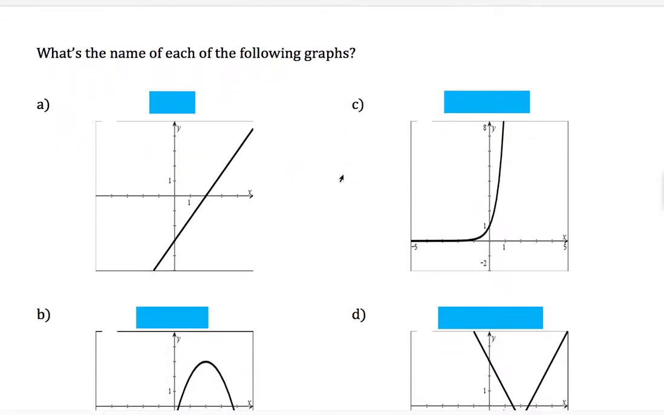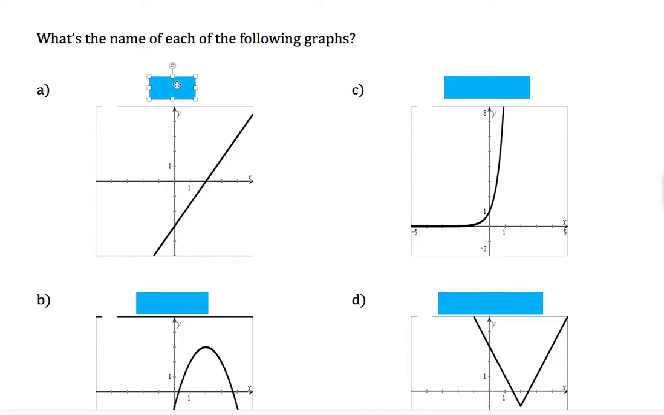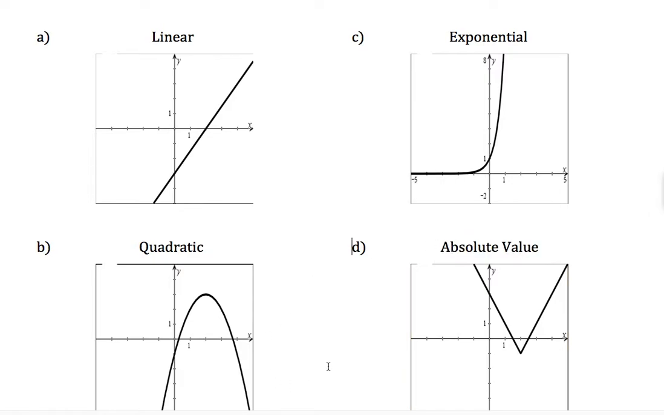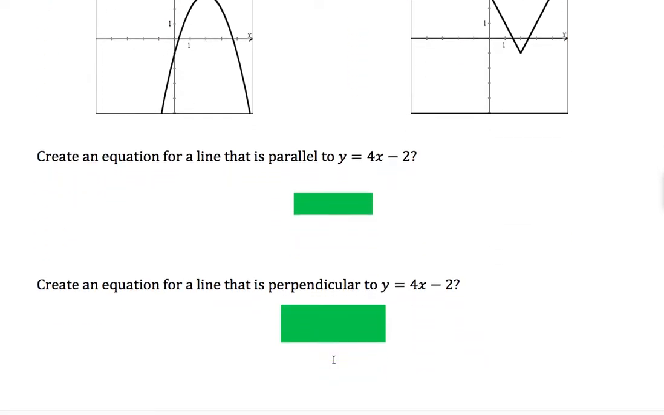What is the name of each of the following graphs? Well, this one we're very familiar with. It is our linear graph. And this one, we've been looking at it quite a bit. You can either say it's quadratic or a parabola. Both of those terms will apply. This one you guys may not be super familiar with. It is the exponential graph or exponential function. And this graph here, when you have this v, is an absolute value. You guys have seen that before as well.